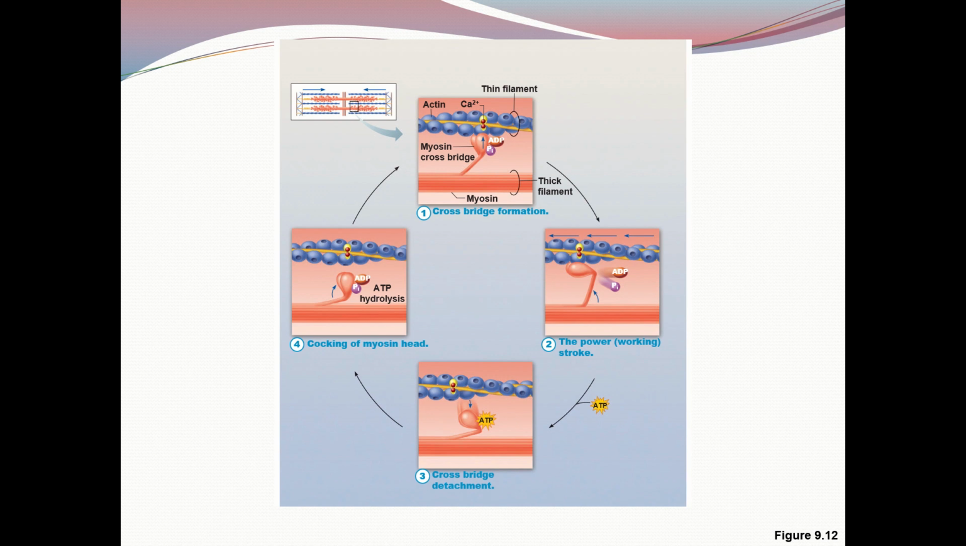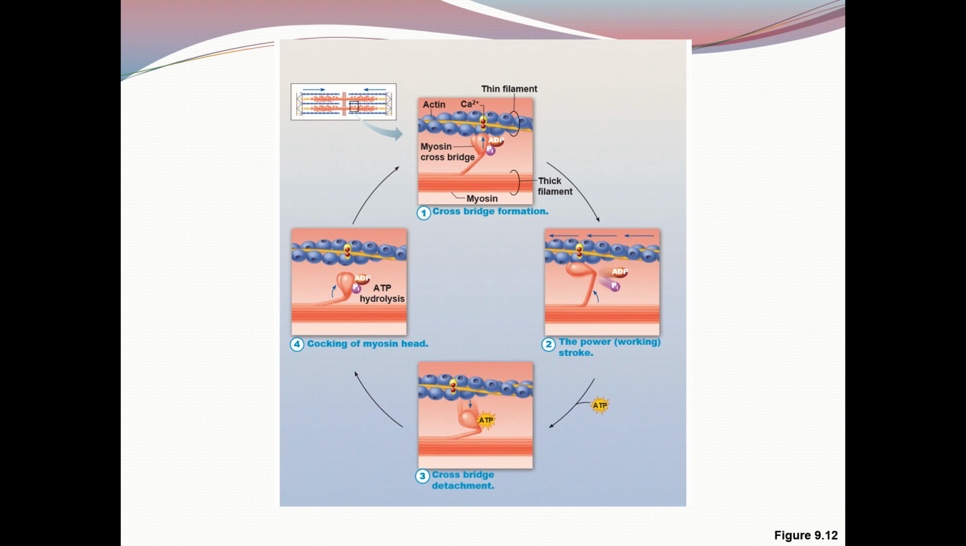In order for the myosin to form another crossbridge, it has to detach from the one that it just moved. And so to do that, a new ATP is going to come in and attach to myosin. So that attachment of the ATP is going to detach that crossbridge in step 3. Then we have to recock the myosin head, basically re-energizing it. And the whole point of ATP is to give energy. And the way it does that is through hydrolysis.